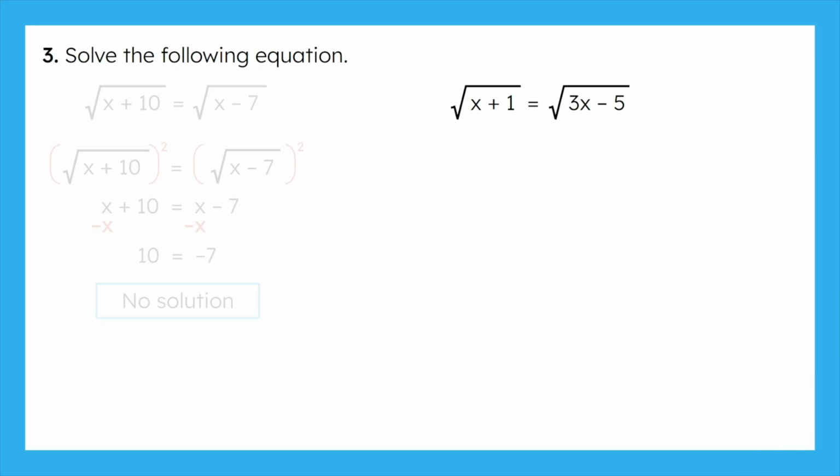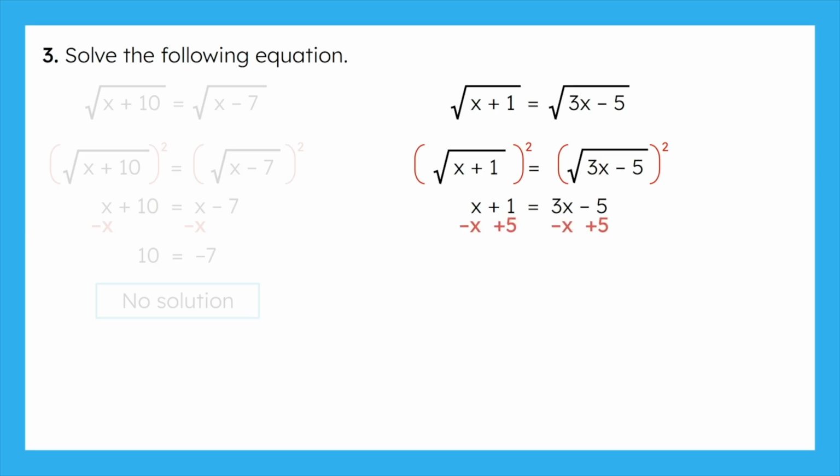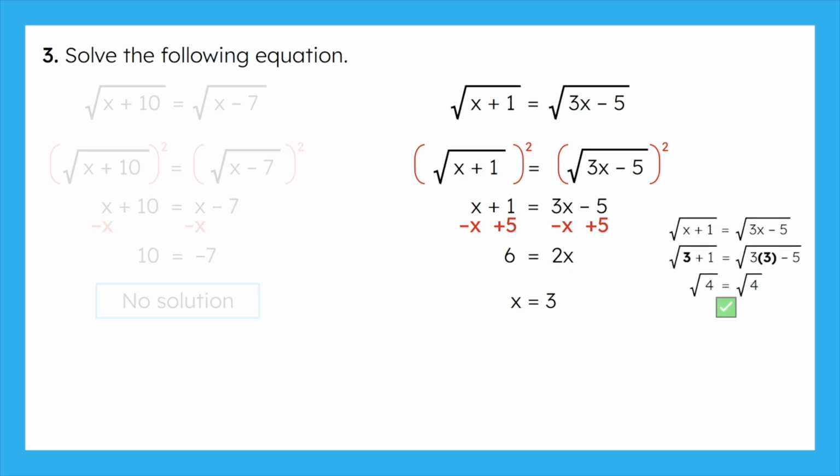Okay, since there aren't any terms outside of the radicals, we can just square both sides of the equation to cancel both square roots, giving us x plus 1 equals 3x minus 5. Then, using inverse operations, we simplify the equation into 6 equals 2x, which simplifies to x equals 3. We should check whether this solution is true or extraneous by substituting 3 for x into the original equation, and it is true. Our final answer is x equals 3.